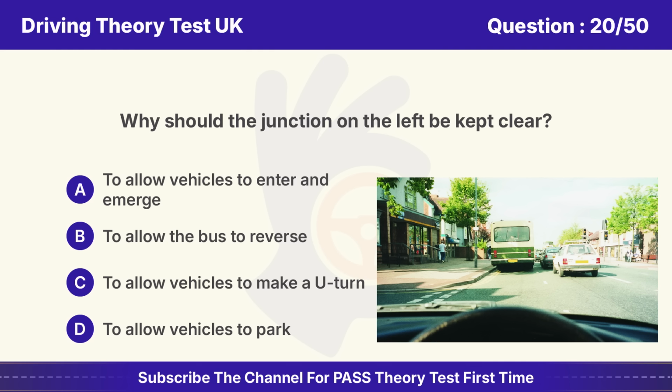Question 20. Why should the junction on the left be kept clear? Option A. To allow vehicles to enter and emerge. B. To allow the bus to reverse. C. To allow vehicles to make a U-turn. D. To allow vehicles to park.